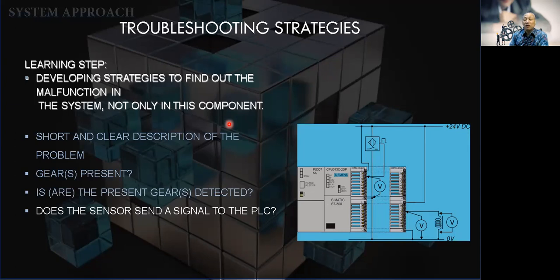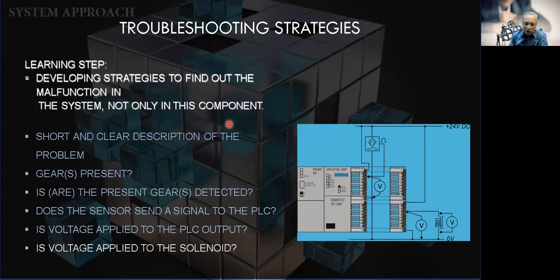Does the sensor send a signal to the PLC? So we check in the PLC. Is the voltage applied to the PLC output? So does the PLC have any supply to that? Or is voltage applied to the solenoid, and the solenoid probably doesn't work? You know, when we see the problem that the solenoid doesn't work, what happened? Oh, there is no gear. Yeah, of course, there's no gear present, so it won't work. It won't lift up. It won't open the gate like that.